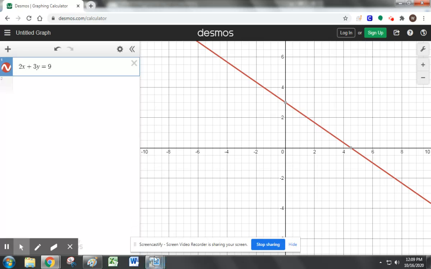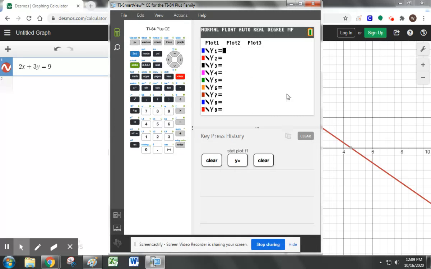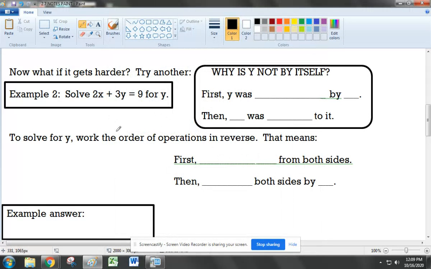Now, the catch to this is that if you have a TI graphing calculator, one of these where you have the y equals when you try to graph, the problem is they have it written y equals. So you cannot graph with a TI graphing calculator unless you have y by itself. Now, some of you might look at this and the first thing that you might think of is y equals mx plus b. And you're right. That's what we're doing. The graphing calculators that you usually buy will not graph unless y is by itself.